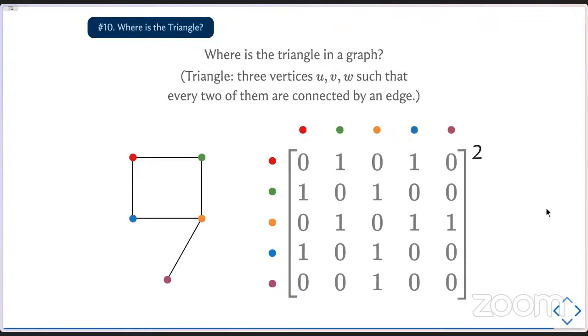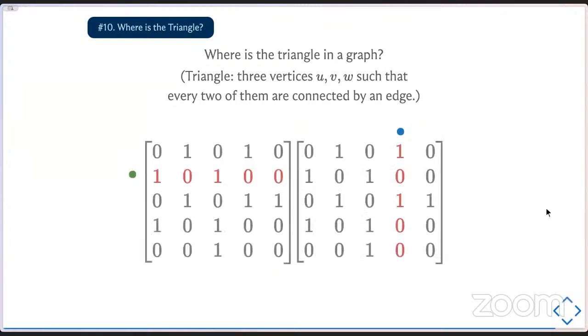So then we want to think about the square of this matrix. What does the ijth entry in the square of this matrix capture? Let's think about it here. I've just written the matrix out twice to make it visually convenient. So the ith row and the jth column, what is the meaning of the number that comes out of multiplying the ith row and the jth column? In this case, the ith highlighted row is representing the green vertex, and the jth highlighted column is representing the blue vertex.